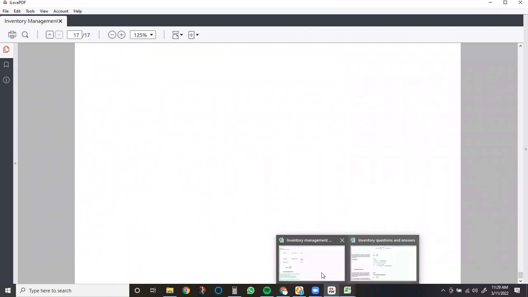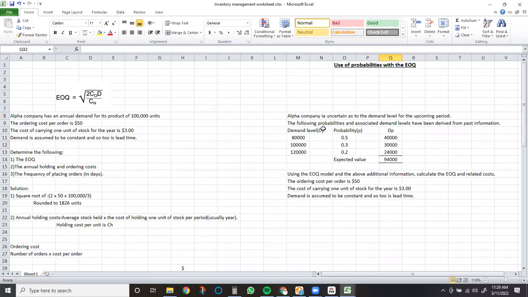Now, there's one other thing which I think I need to show you. You may encounter in your EOQ questions the issue of probabilities, where you may have to use probabilities. Let's take a read here and I'll explain further. Alpha Company is uncertain, of course, the use of probabilities implies uncertainty, as to the demand level for the upcoming period. The following probabilities and associated demand levels have been derived from past information. Demand level could be 80,000 with a 50% chance, 100,000 with a 30% chance, and 120,000 with a 20% chance.